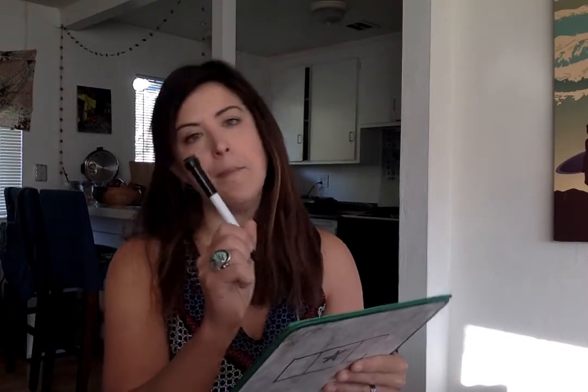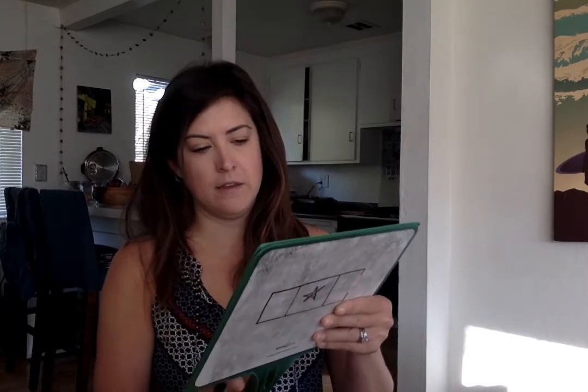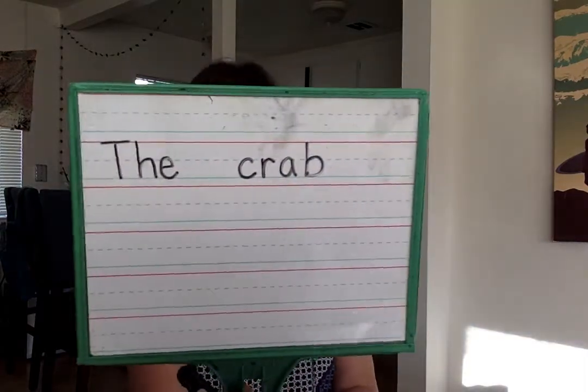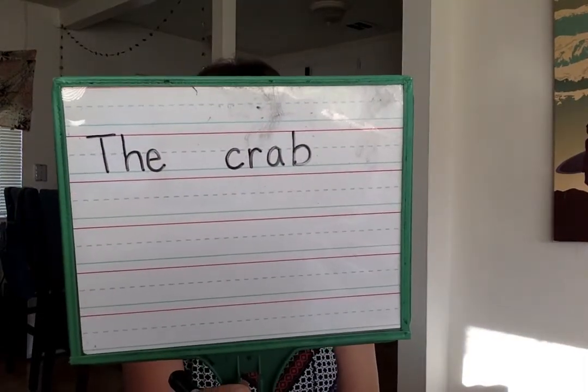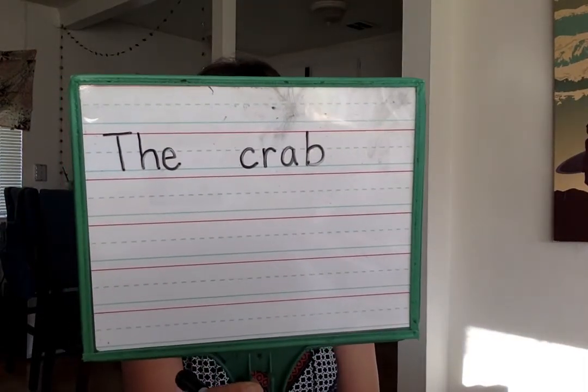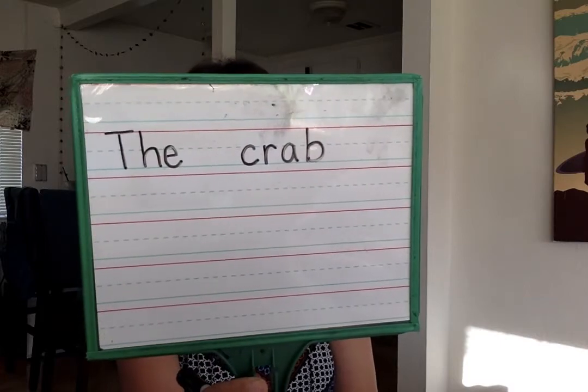The crab, crab. We know K could be C or K. In crab, it's a C. The crab. The crab bit. Bit. The crab bit.